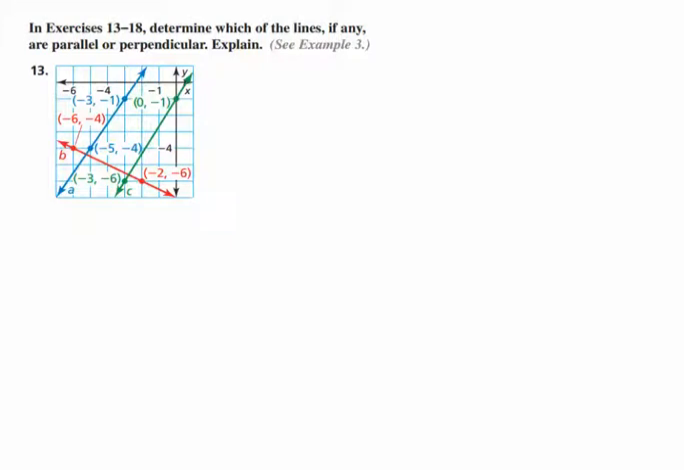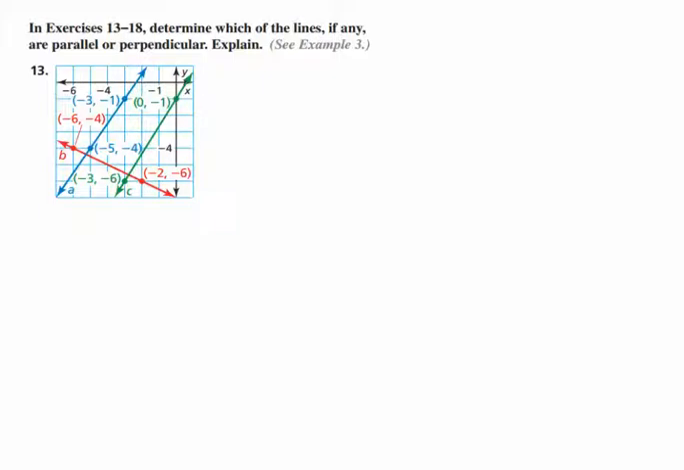In this video, we'll begin to look at the homework problems that deal with parallel and perpendicular lines. In order to tell whether lines are parallel or perpendicular, we have to find their slopes and compare them. If the slopes are the same, the lines are parallel. If they are opposite signs and reciprocals of one another, then they're going to be perpendicular.